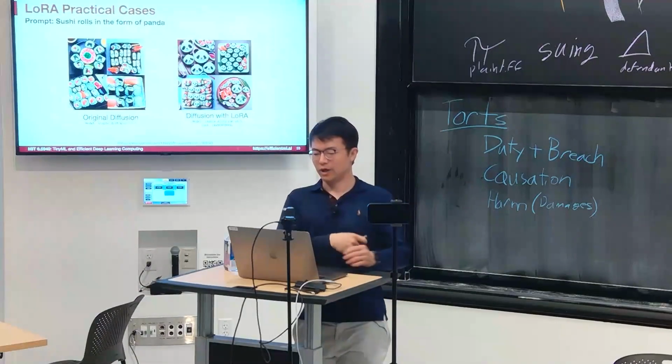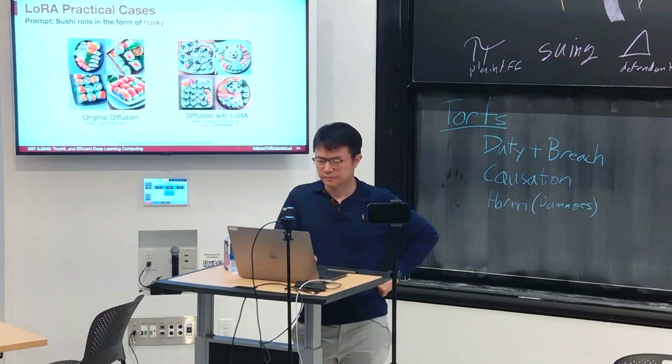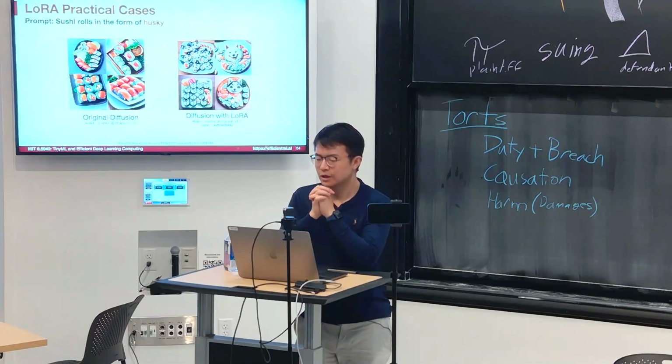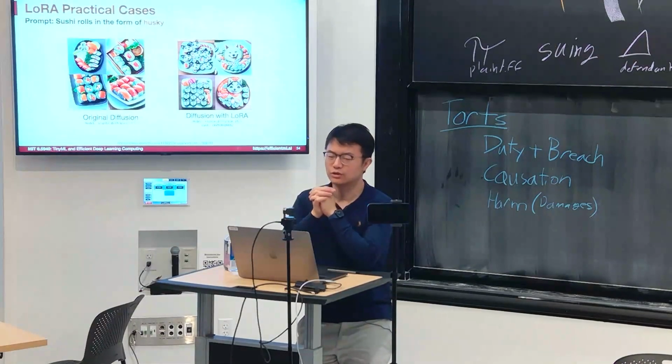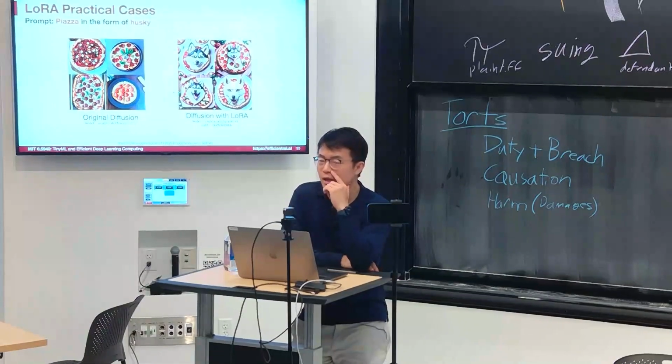And here we have another interesting LoRA: given sushi rolls in the form of a panda, on the right-hand side, it looks more like a panda, versus sushi rolls in the form of a husky. The original diffusion doesn't quite look like a husky, but the right version, the diffusion with LoRA, is exactly sushi rolls in the form of a husky. And pizza in the form of a husky, similar idea. And nowadays, there are a lot of LoRA branches available online for you to download, added to various diffusion models, which is pretty cool.